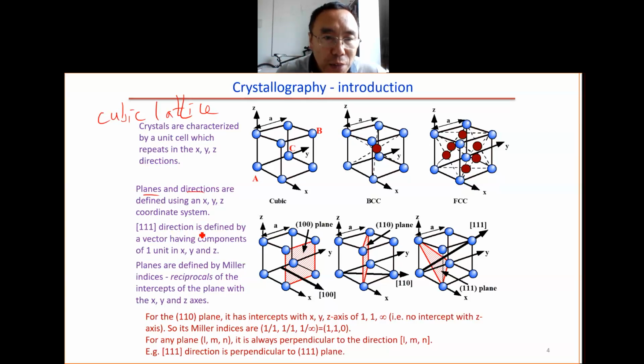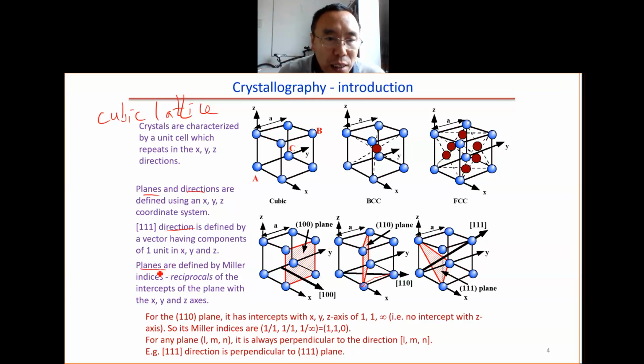The direction is defined as the component in the X, Y, and Z unit. For instance, this is the 100 direction, along the X direction. This is along the Z direction, 001. The Y direction is 010. This one is the 110 direction, because if you draw the component here, the x-axis is 1, the y-axis is also 1, but no component along the z-axis. And this is the 111 direction, where x, y, z are all 1.